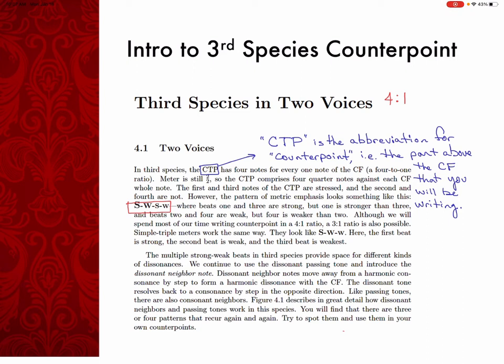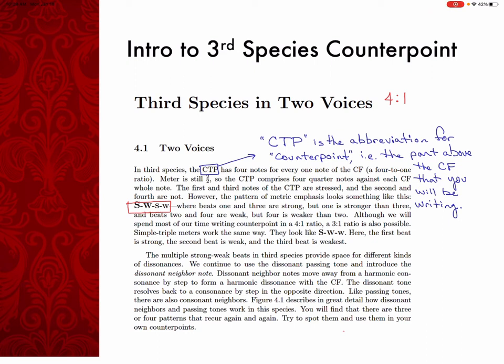So let's think in 4/4. The metrical pattern sounds like strong, weak, strong, weak. So there's a hierarchy of beats, and you see the capital S on beat 1 is bigger than all the other letters, right? So again, the downbeat is the strongest. Out of bars 1 and 2, you can see the strong-weak relationship, and in bars 3 and 4, you can see a smaller version of the strong-weak relationship between beats 3 and 4. These multiple strong-to-weak beats in third species provide a space for different kinds of dissonances.